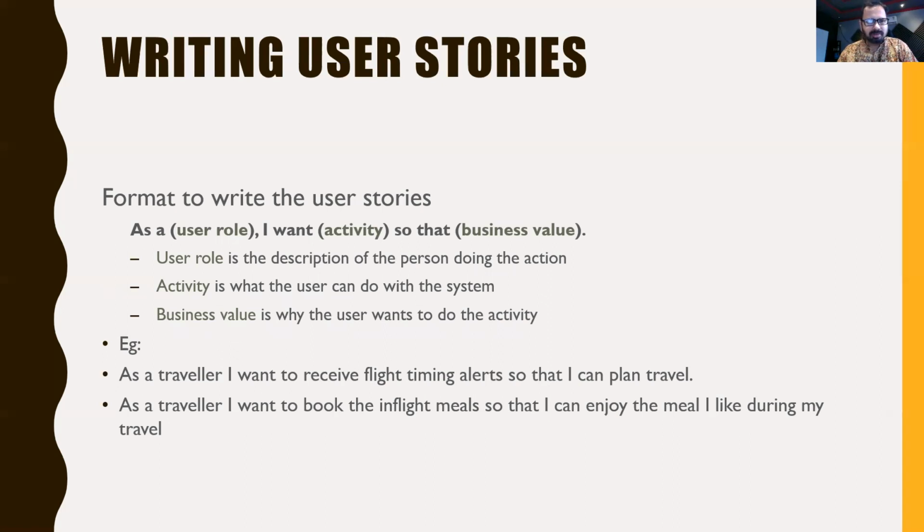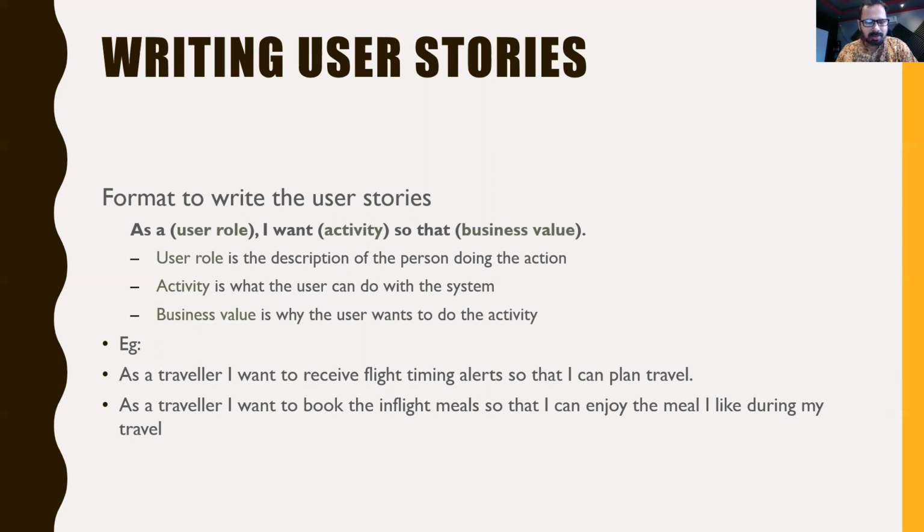This is a common template to write a user story. The user story template is nothing but: as a user role, I want to do some activity so that I can achieve a business value. The user role is the description of the person doing that action. Activity is what the user intends. What is the intention of the user? What does he want to do with the system? And business value is why the user wants to do this activity, what he wants to achieve.